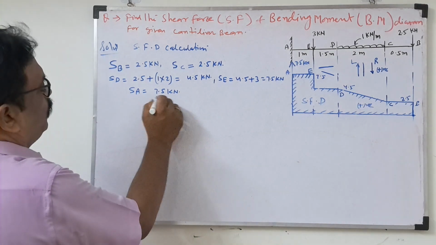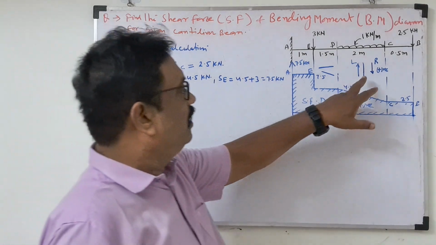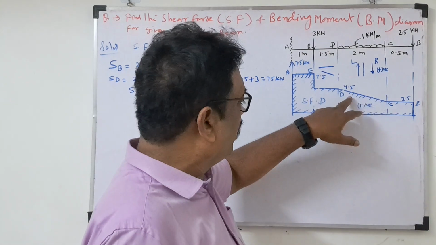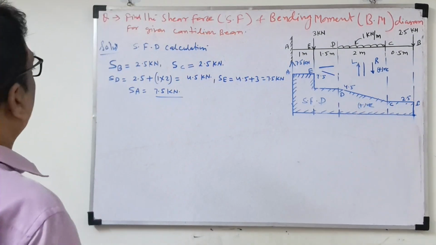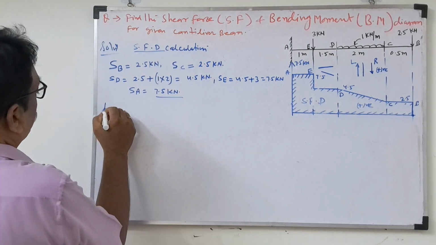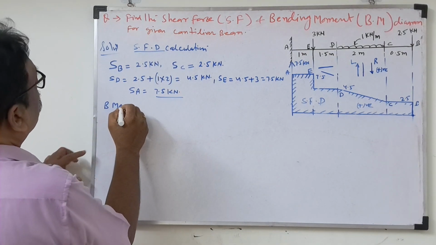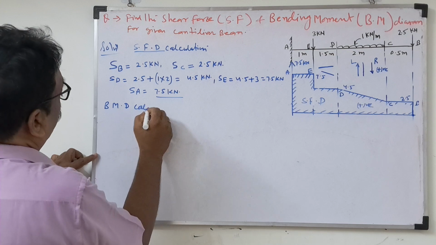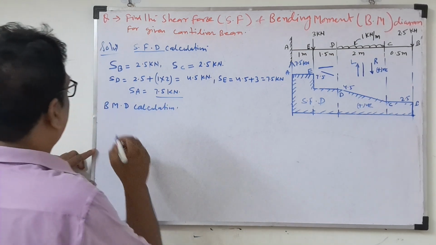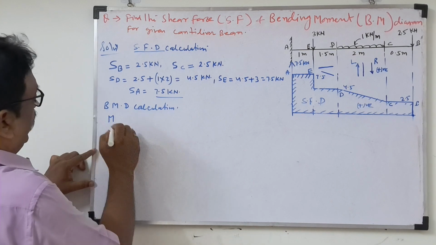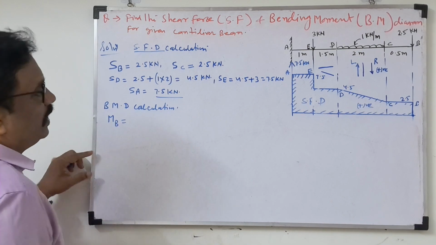How simple it is if you remember the sign convention and how to draw the inclined line and the horizontal line. There, we can calculate. Okay, now we'll go to the bending moment diagram calculation. So now at point B, I'm writing bending moment MB, that means bending moment at point B.